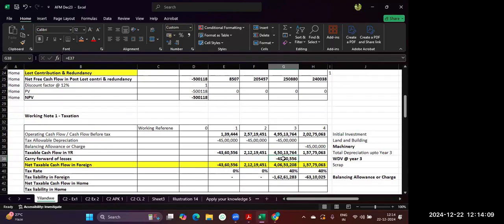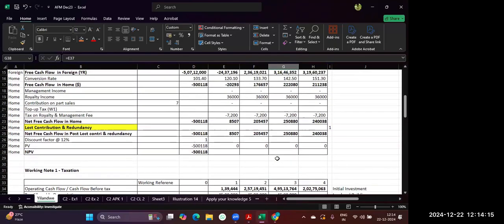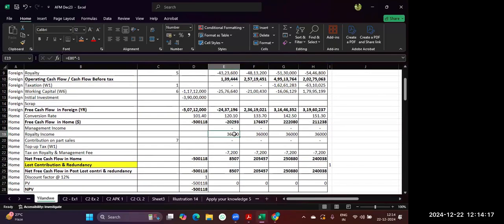Yes or no? Even if it is yes, 0%, you've taken the benefit of loss. You have paid 0 tax in the foreign country because it's an expense. But in the home country, you will have to pay tax because it's an income. Correct? Yes, sir. Right? So it will be taxed at 20%.